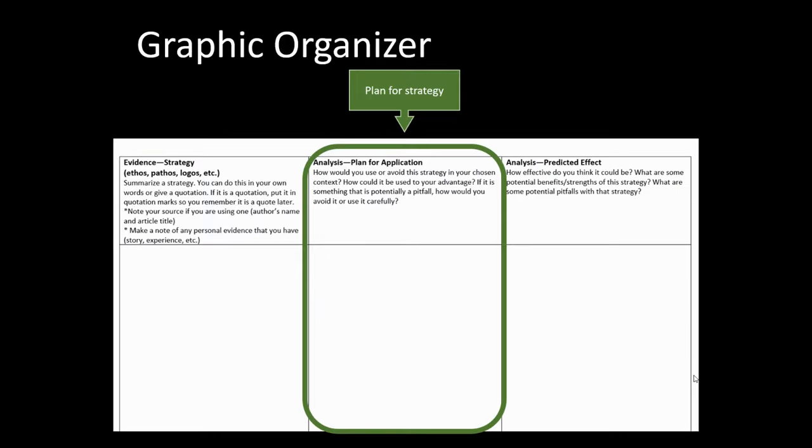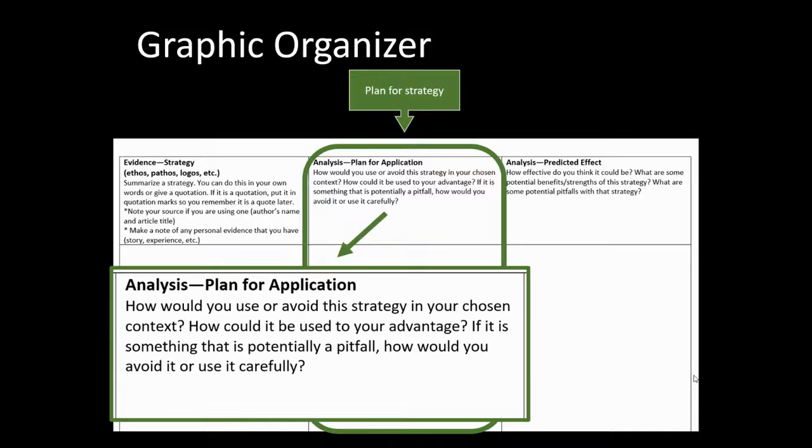The middle column is the analysis, the plan for applying that strategy. Now that you've explained that strategy in the first column, how are you planning to use it or avoid the strategy? How could you use it to your advantage? If it's something that is potentially a pitfall, how would you avoid it or use it carefully? So it's your plan for action.